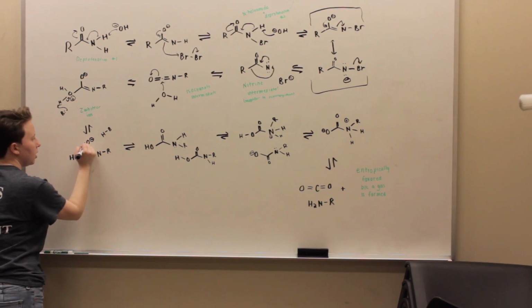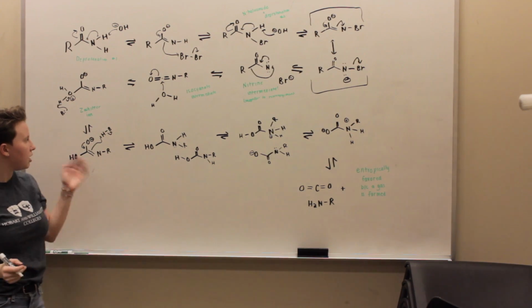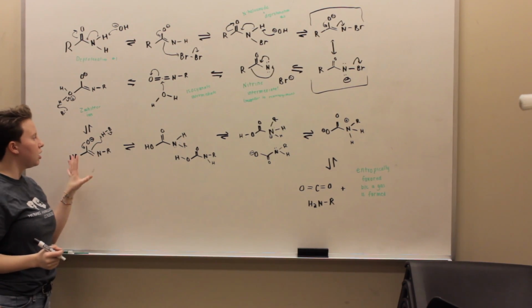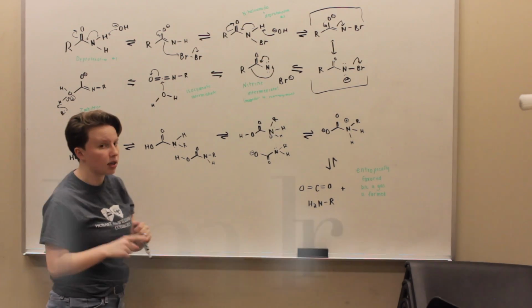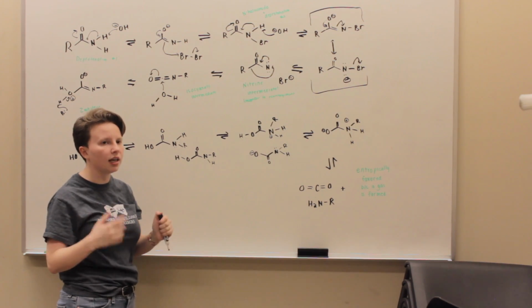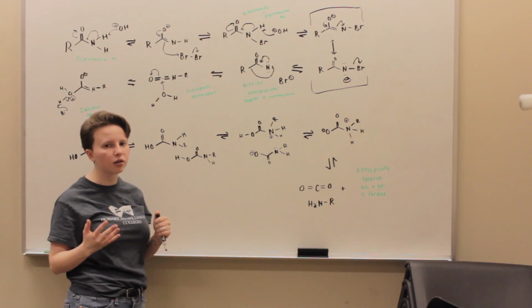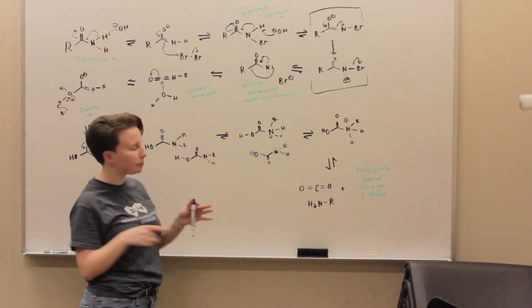What can happen now is we can form the next intermediate by taking a hydrogen and moving it over here. Now what needs to happen is an intramolecular proton shuffle. It can happen intramolecularly, however that's unlikely, so I'm going to show you the intermolecular form today.